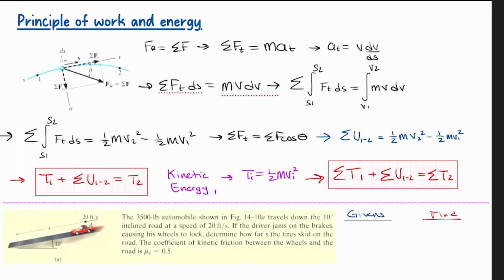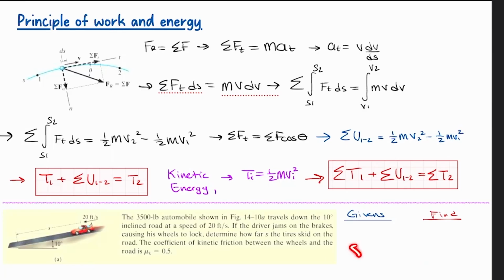This is the principle of work and energy, and this is where it comes in handy. Whenever we have problems, as we'll see right now, that deal with forces, we can relate the forces, the velocities, and the displacements as well, without having to rely on the acceleration.